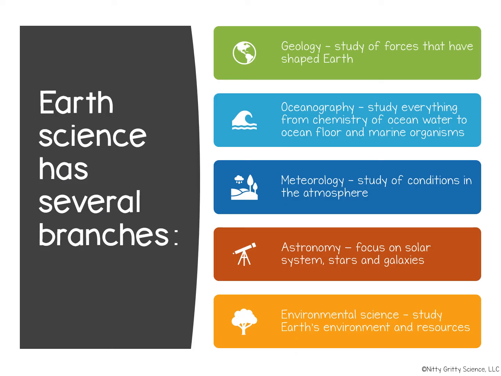Earth science includes several branches. Throughout this course, you will learn about geology, oceanography, meteorology, and astronomy. Earth scientists, called geologists, study the forces that have shaped Earth throughout its long history. Oceanographers study everything from the chemistry of the ocean water to the shape of the ocean floor. Meteorologists are scientists who gather information about conditions in the atmosphere from around the world. Astronomers focus on the solar system, stars, galaxies, and the history of the universe. Environmental scientists also study Earth's environment and the natural resources.